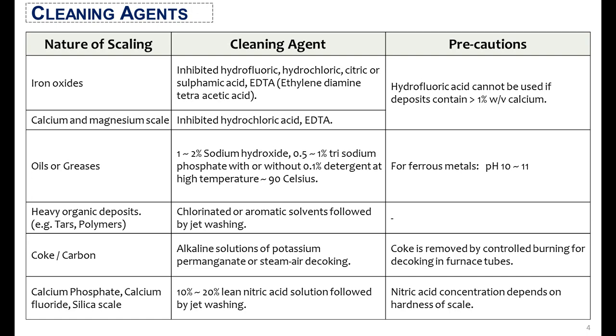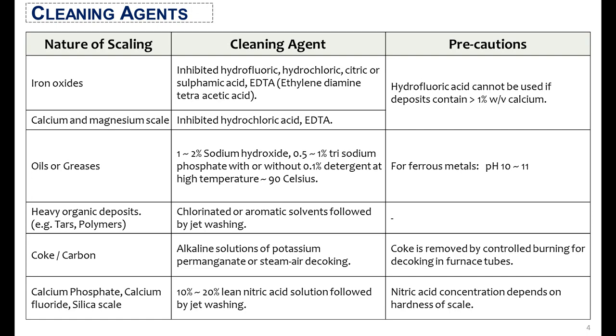Similarly, for oils or greases, a solution containing 1 to 2% sodium hydroxide, 0.5 to 1% trisodium phosphate, with or without 0.1% detergent, at a higher temperature up to 90 Celsius can be used. But for this solution, in the case of ferrous metals, the pH should be 10 to 11.